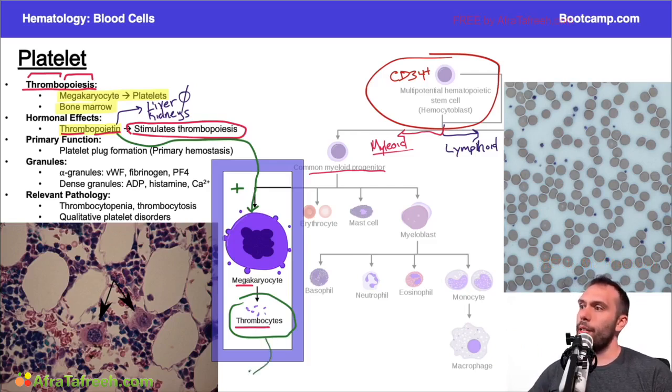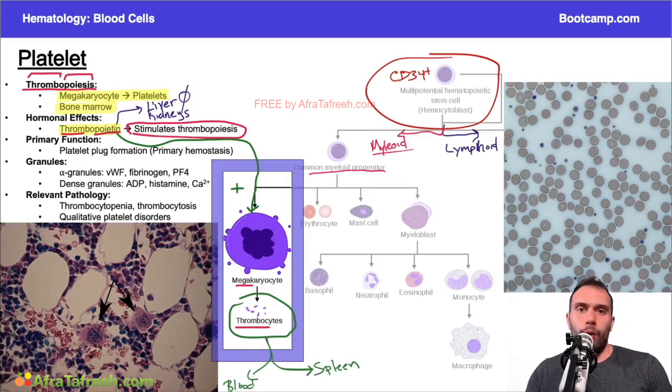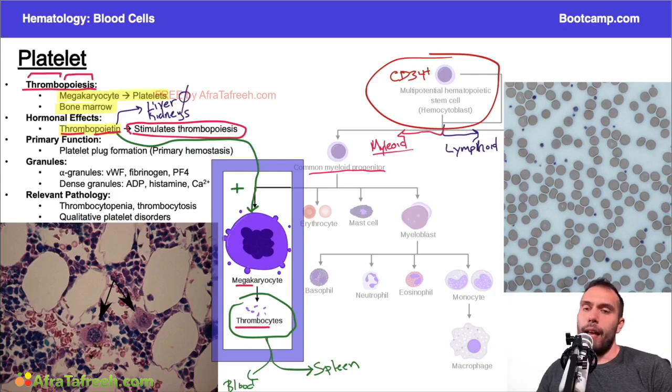Okay, so you'll have some of these platelets in the blood, but then you'll have a pretty significant number of these platelets stored in the spleen. And so when you're looking at a patient's platelet count, for example, you're looking at the platelets in the blood. You're not looking at how many platelets they have stored in their spleen.